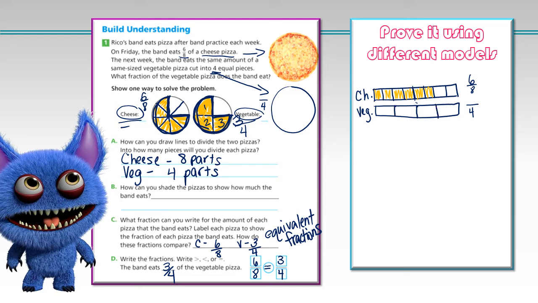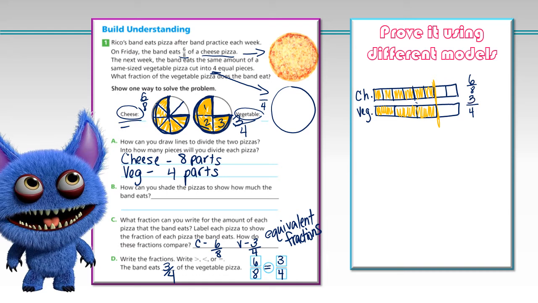Okay, and now I want to be able to shade in the same amount. So I want to shade up to here. So I'm shading 1/4, 2/4, and 3/4. Okay, and if I shade in my 3/4, I'm shading in the same amount as 6/8. So both of those fractions are equivalent.